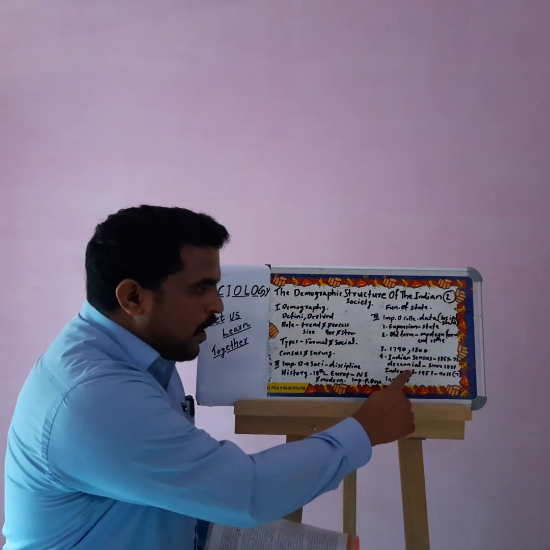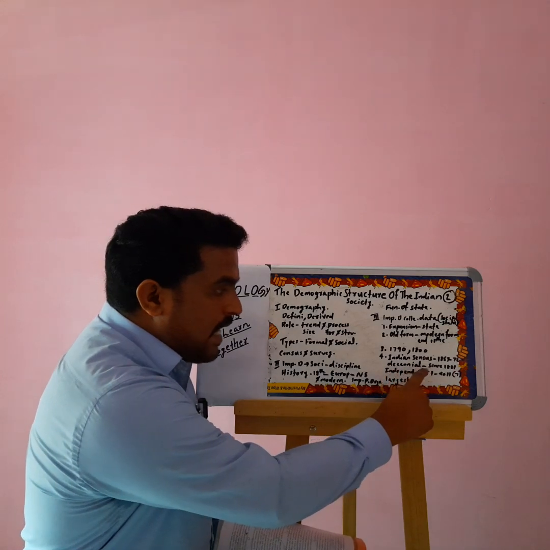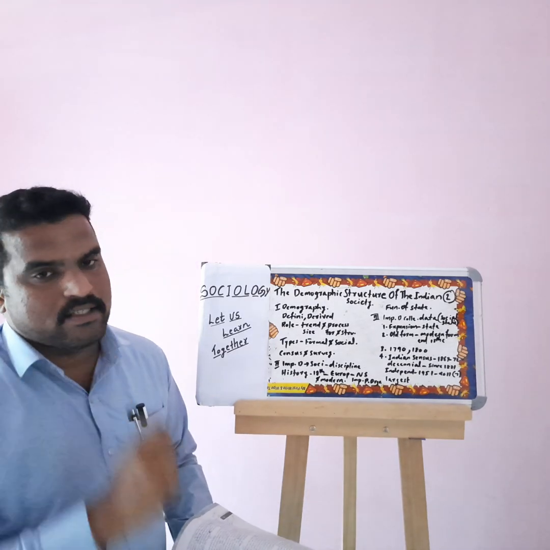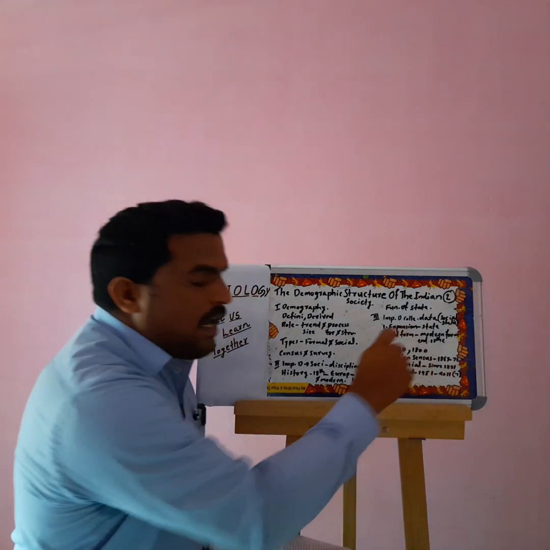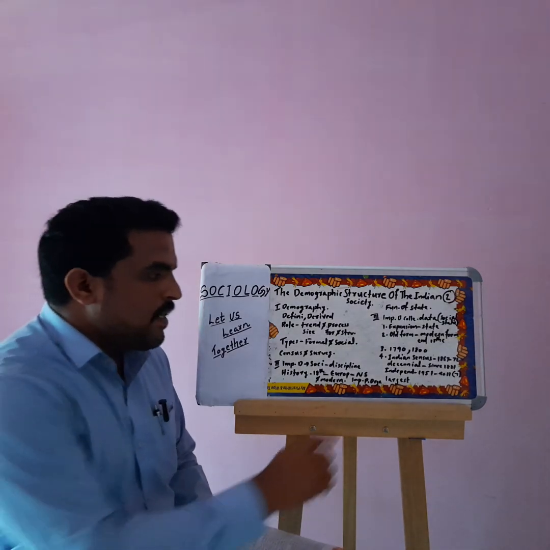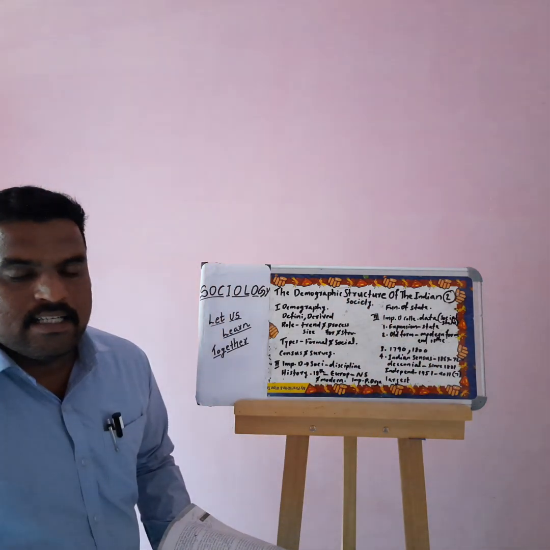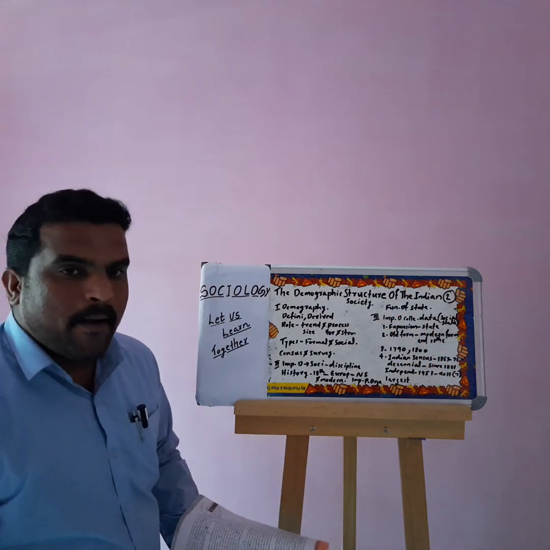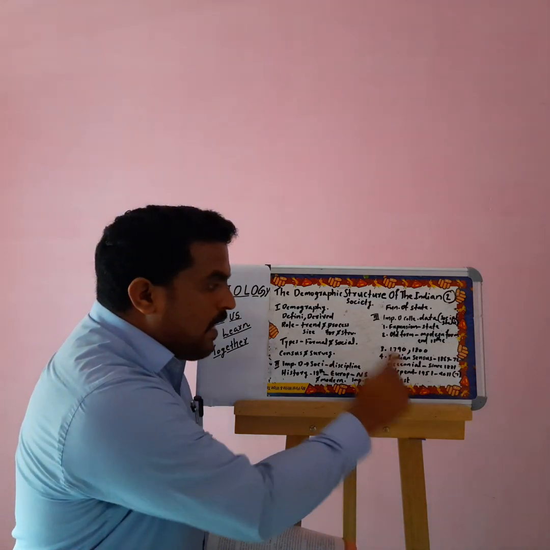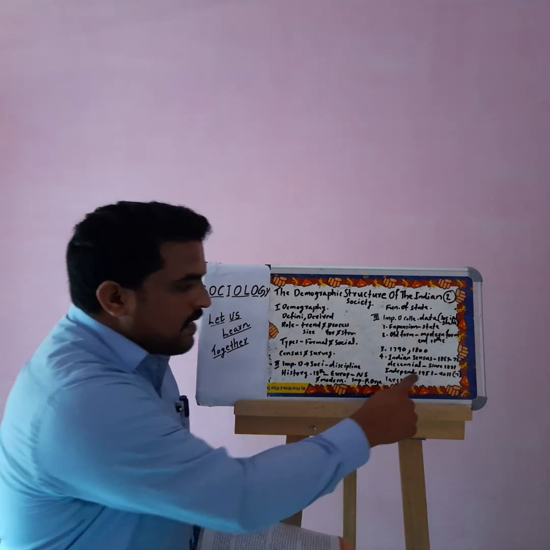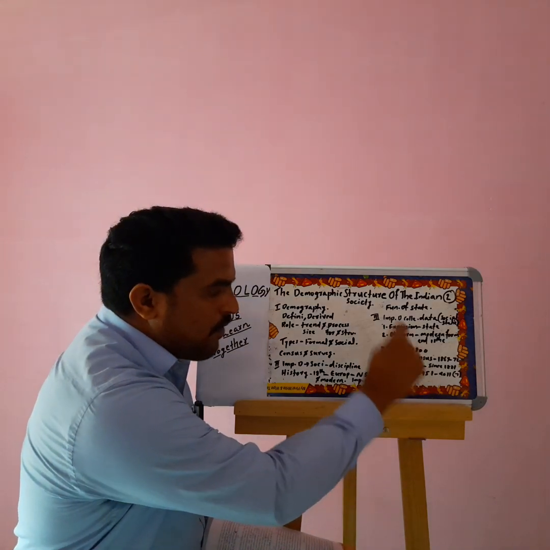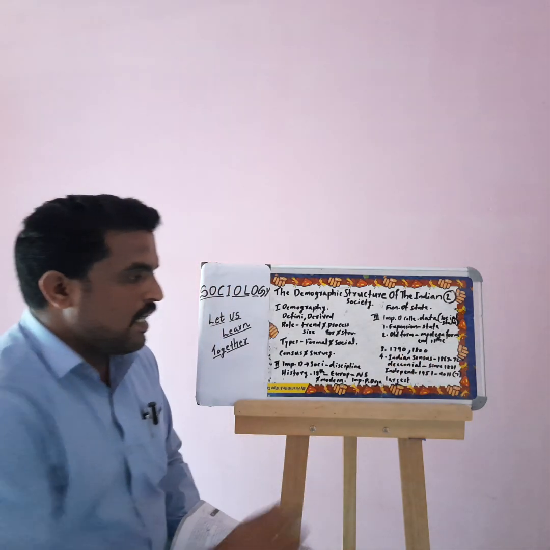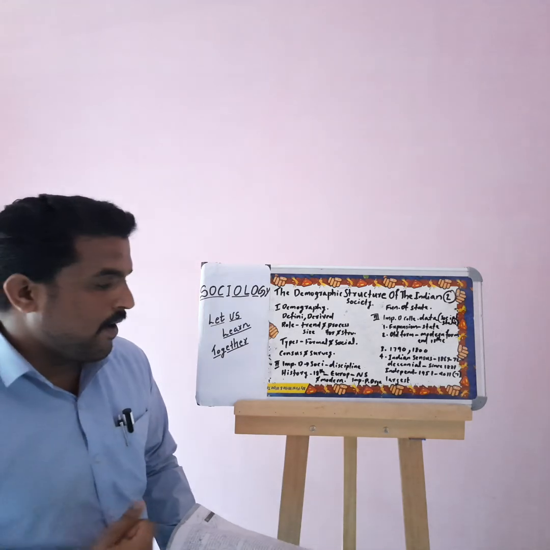Next, it was a type of decennial census. Decennial means what? A regular 10-yearly census. In India, the decennial census started in 1881. And in independent India, the decennial census started in 1951. It still continues. The latest census was conducted in 2011.